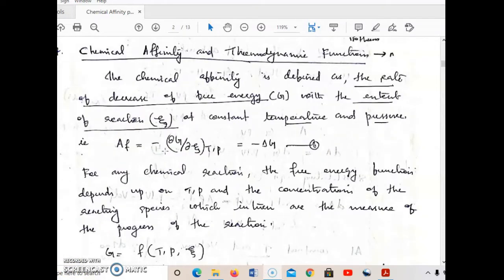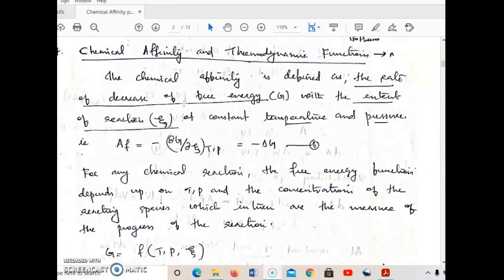Okay. So let us begin with the new concept, chemical affinity, and its relation with other thermodynamic functions. Here we are introducing this new term, chemical affinity, which is represented by the symbol AF, and another new term, extent of reaction, which is represented by the symbol theta. So let us see what is chemical affinity. It is the rate of decrease of free energy with extent of reaction at constant temperature and pressure.